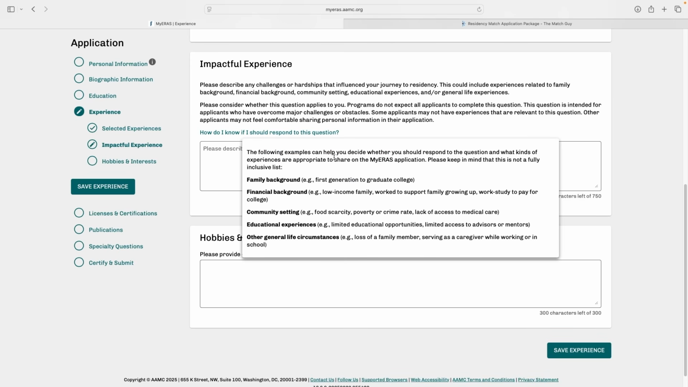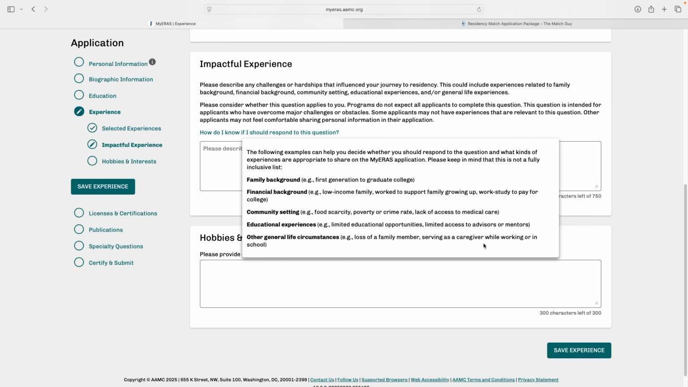The following examples can help you decide whether you should respond to the question and what kinds of experiences are appropriate to share on the ERAS application. And they even give you examples like if you were the first generation to graduate college, financial background like a low-income family, community setting, food scarcity, poverty, crime rate, educational experiences like limited educational opportunities, other general life circumstances like loss of a family member, serving as a caregiver while working or in school.